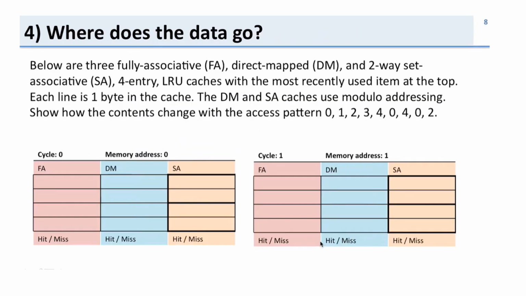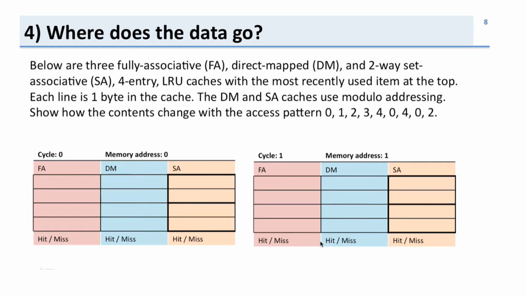Okay, so for this problem, where does the data go? Below are the fully associative, direct mapped, and two-way set associative, 4-entry, LRU caches, or least recently used, with the most recently used item at the top. Later we'll discuss why it should be at the top.